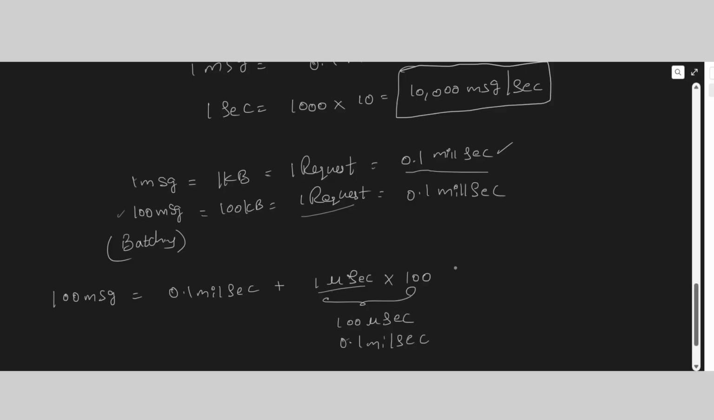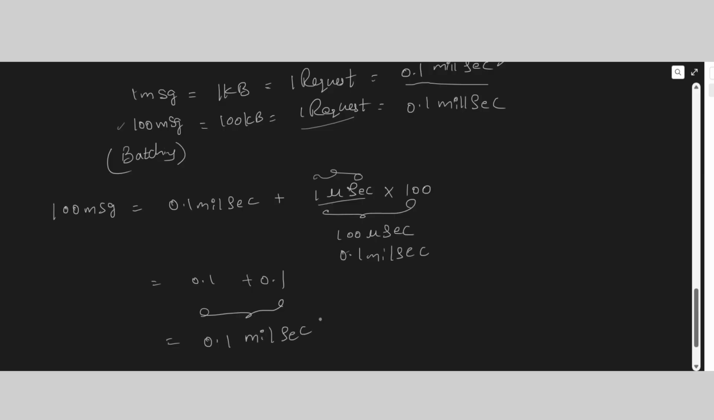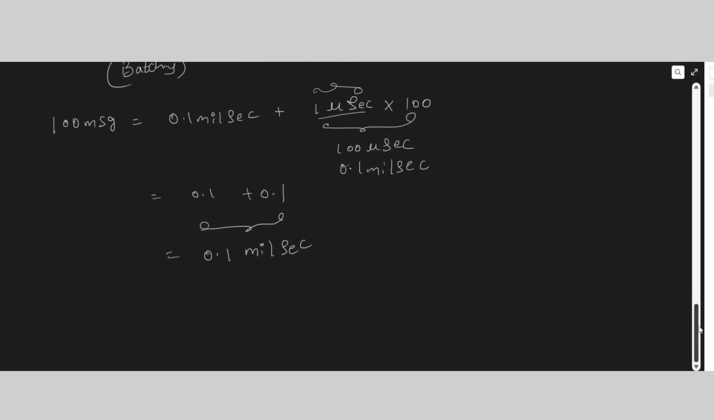Here I am considering replication also. On average I am taking 1 microsecond. This is to write the message in multiple machines in the RAM, into the OS page cache only. So this is 0.1 millisecond plus 0.1. Approximately I'll take 0.1 only instead of 0.2 to make the calculation easier. So 100 messages are taking 0.1 millisecond.